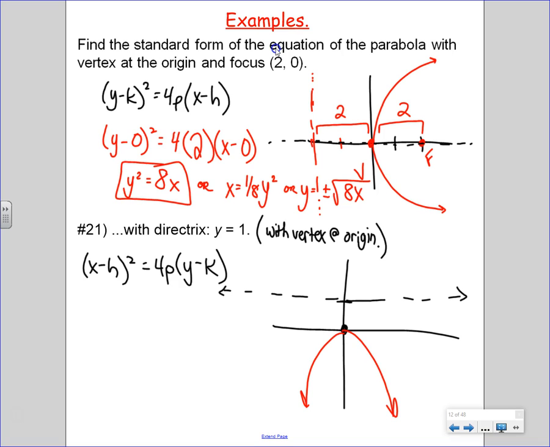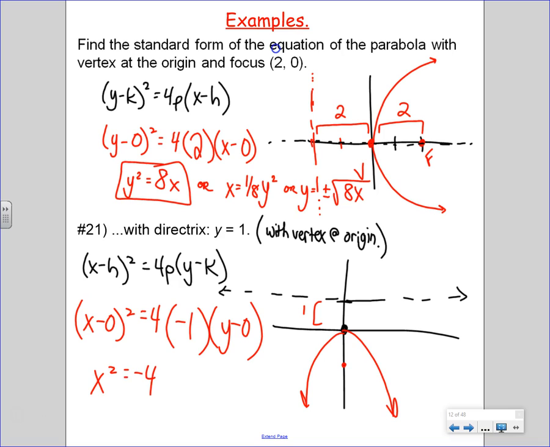Hopefully when you went to plug it in, you were like, well, the vertex is still at the origin. That's easy. Now, how'd you think about p? Distance of 1. You didn't even have the focus, but the directrix was enough. You could have found the focus if you wanted. Distance is 1, but why is the p not 1? Because it's going down. So you needed the 1 with a negative. Did you get it all? Yes. So then you end up with x minus 0, so x squared equals negative 4y.